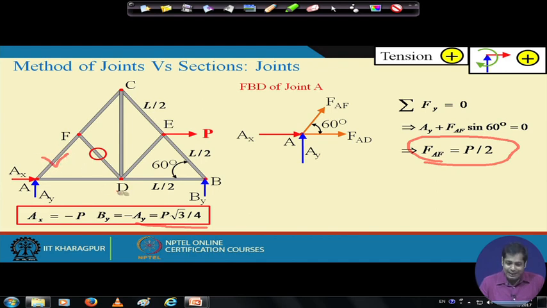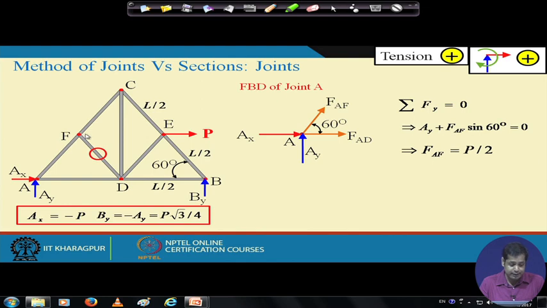If we want to determine member force AD, then we can take summation of Fx equal to 0 and determine the member force in AD. But since that is not required right now, because the problem only asks for the member force in CD, and if you go in this way, we don't need the member force in AD. So let us not do this here. So we know the member force in AF is equal to this, right?